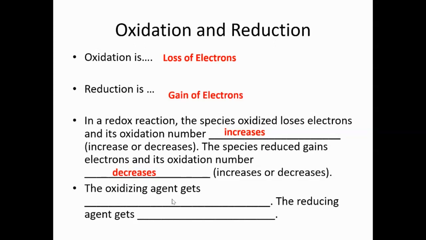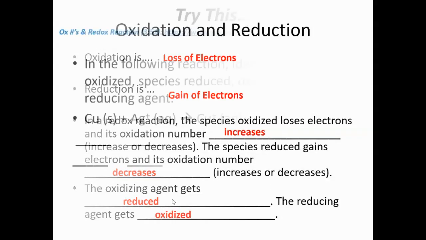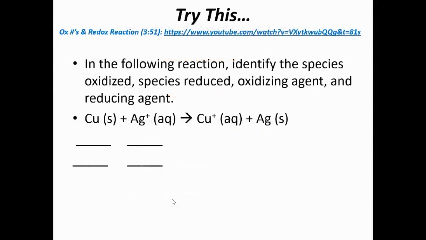The agents, the oxidizing agent and reducing agent, are the opposite of the species undergoing oxidation and reduction. So the oxidizing agent gets reduced. The reducing agent gets oxidized. So I think of it as opposites when I'm talking about these types of reactions. Let's look at an example.